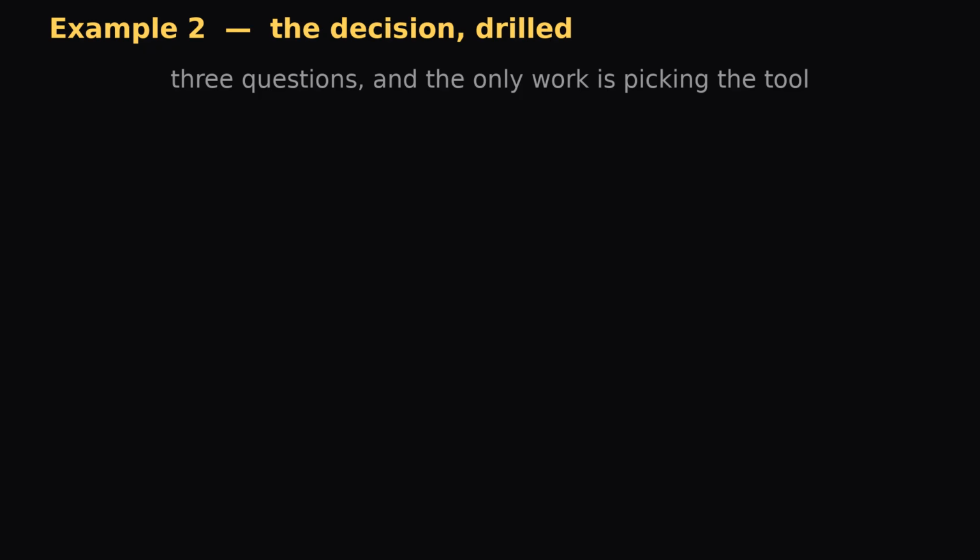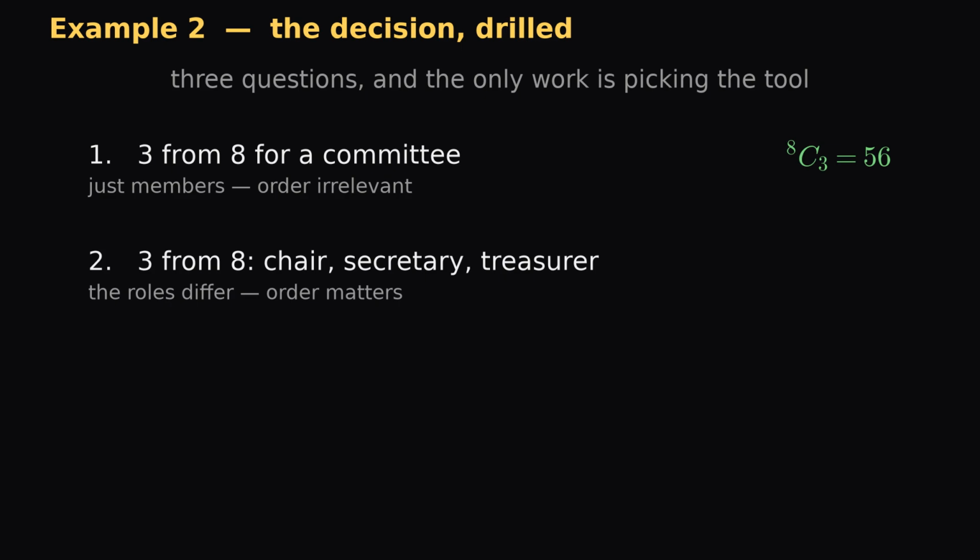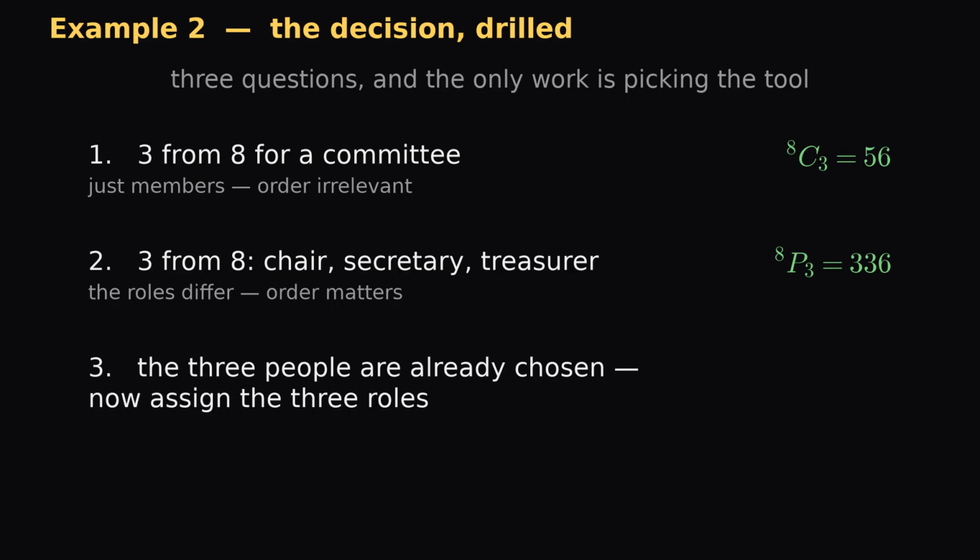Example 2, and this one is just the decision, drilled. 3 questions, back to back, and the only work is picking the right tool. 1. Pick 3 people from 8 for a committee. The 3 of them are just members. Order is irrelevant. 8C3, 56. 2. Pick 3 from 8 to be chair, secretary, and treasurer. Now the 3 roles are different. Being chair is not the same as being treasurer. Order matters. 8P3, 336.